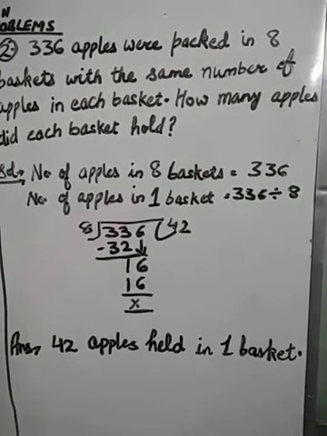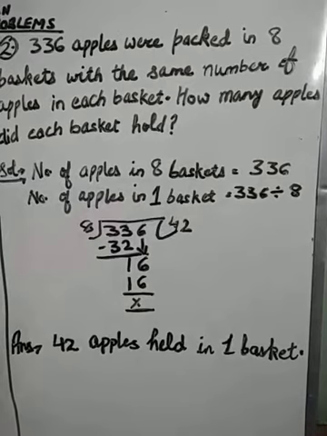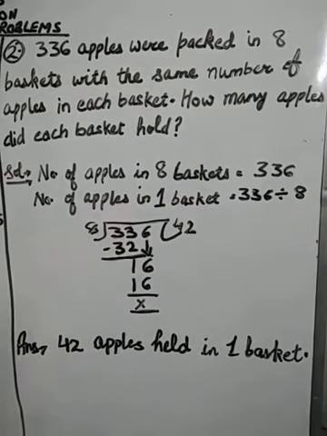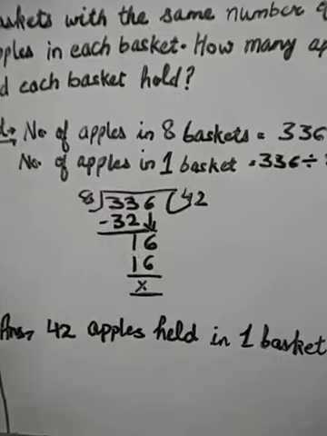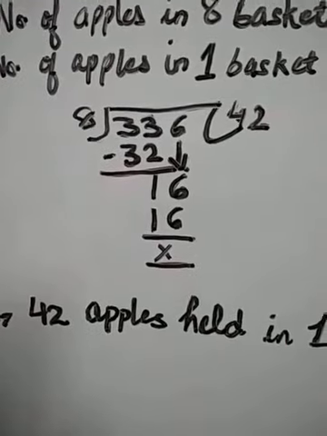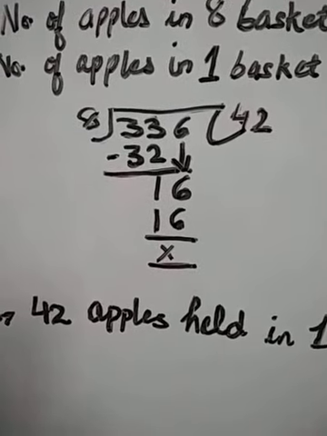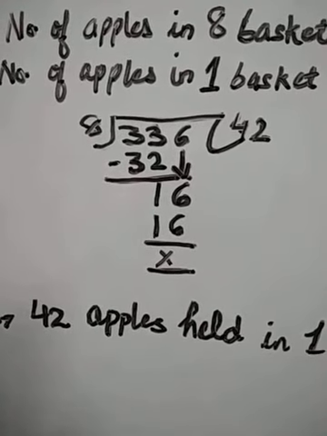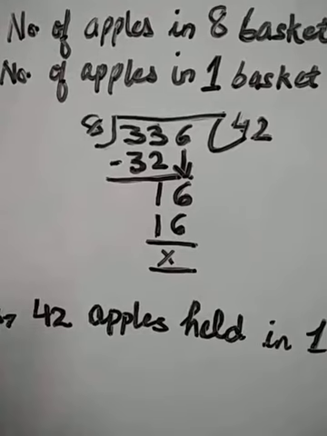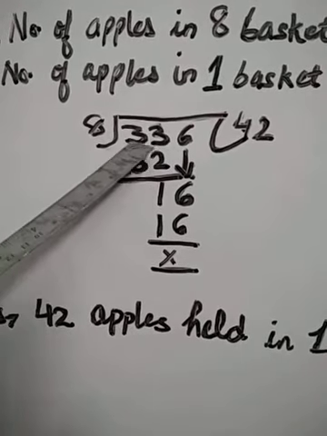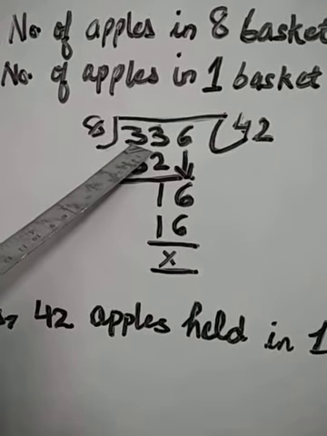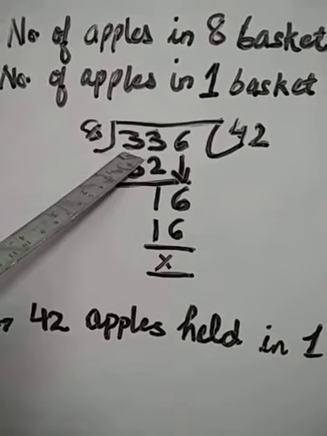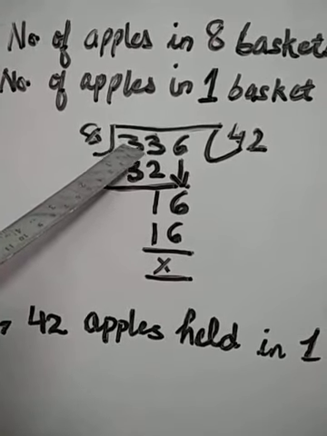Number of apples in one basket is equal to 336 is divided by 8. Now I have shown the calculation below. 336 is the dividend, that is inside the symbol, and 8 is the divisor, that is outside the symbol. So first of all I have taken 3. We know that 3 is smaller than 8, so it doesn't come in the table of 8. We can't take 3 in the table of 8.